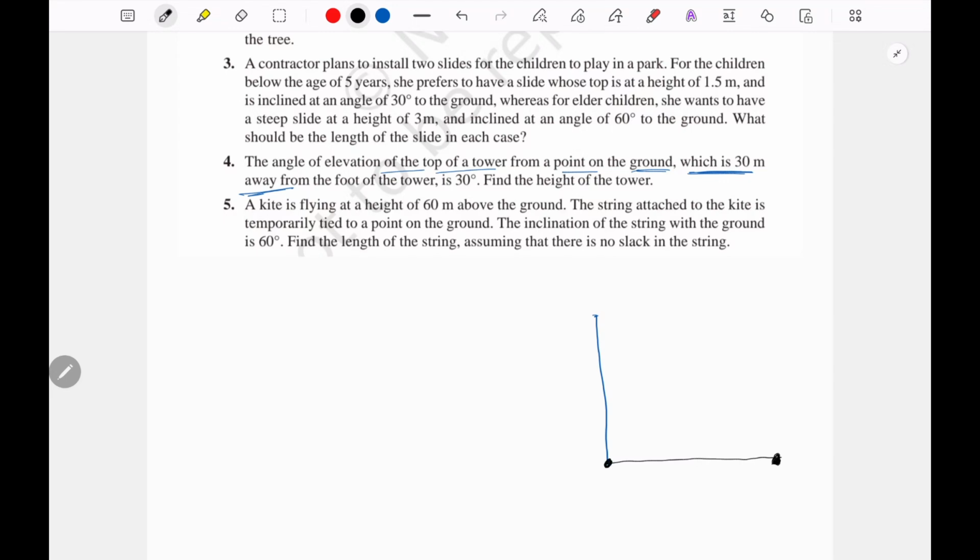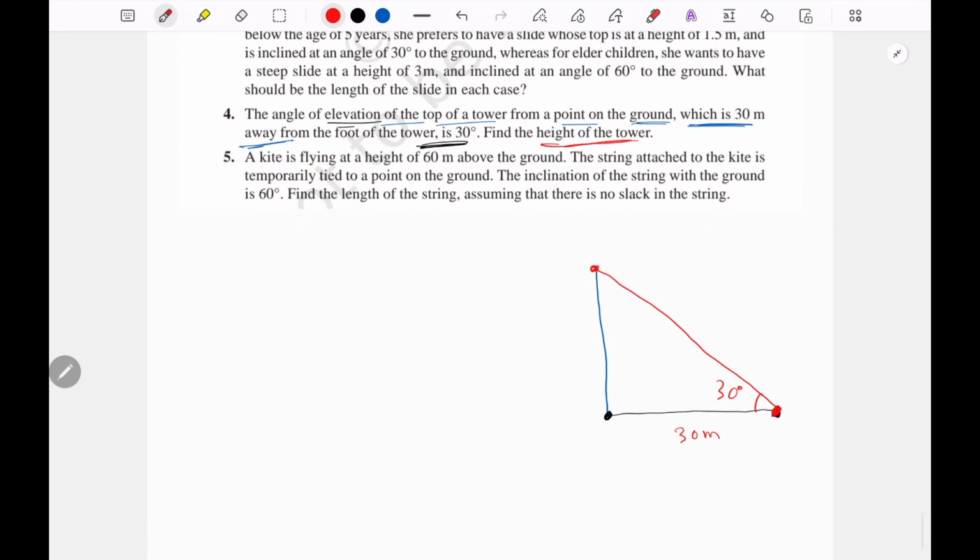Now it says that the angle of elevation is 30 degree. So from that point which is 30 meter away from the foot of the tower, to the top of the tower, the angle of elevation is 30 degree. So this is 30 degree. This is given in the question. Now we have to find the height of the tower. That means we have to find this length.